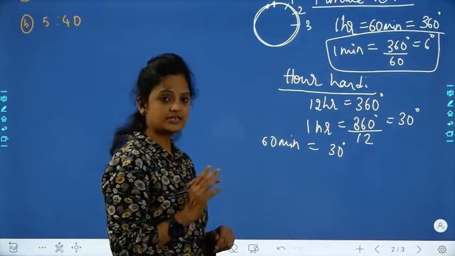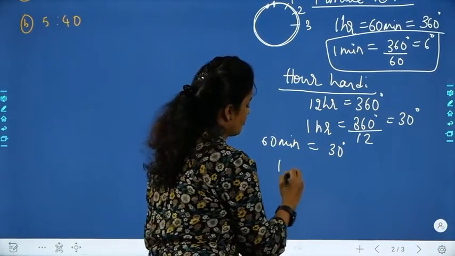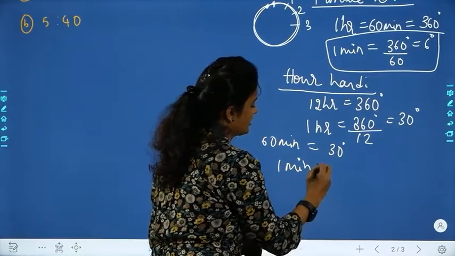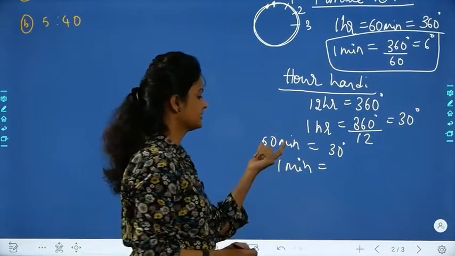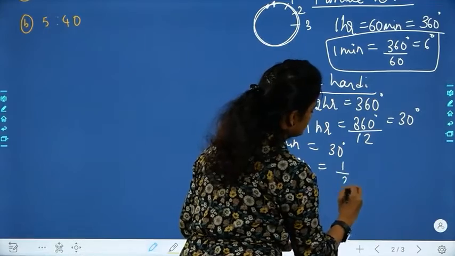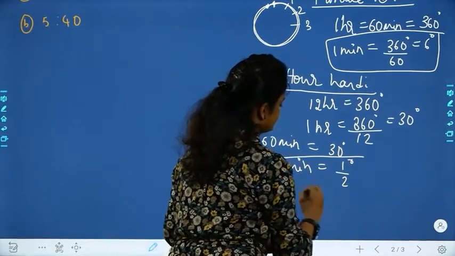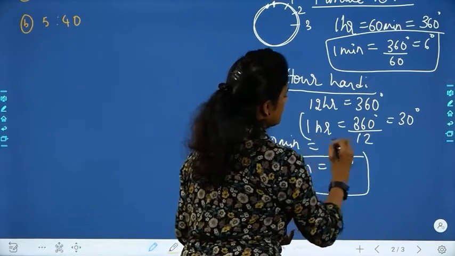For 60 minutes, 30 degrees I am getting. For 1 minute, how much will I get in the hour hand? This is for the minute hand. Okay, for the hour hand, if I am calculating, I am getting 1/2 degree. So these three things you have to remember.